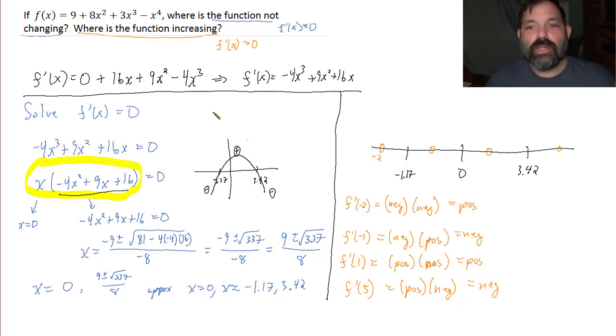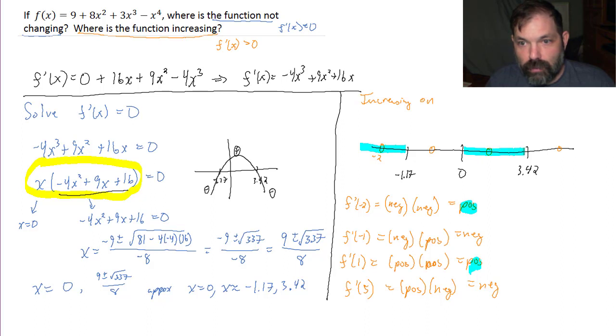All right, where is the function increasing? It's increasing where the derivative is positive. So it's increasing on which intervals? Let's see. Positive, positive, this interval, this interval. So it's increasing on negative infinity to negative 1.17, roughly, and it's increasing on 0 to 3.42, approximately.